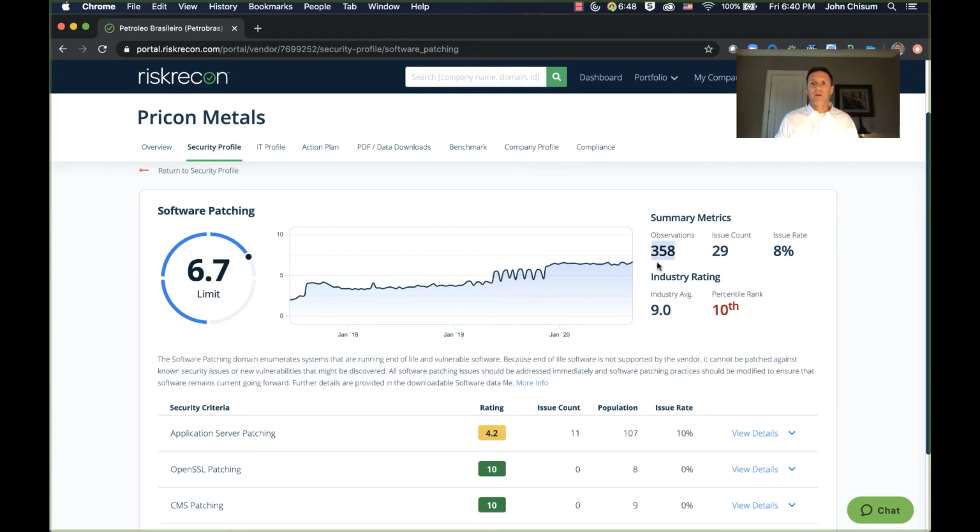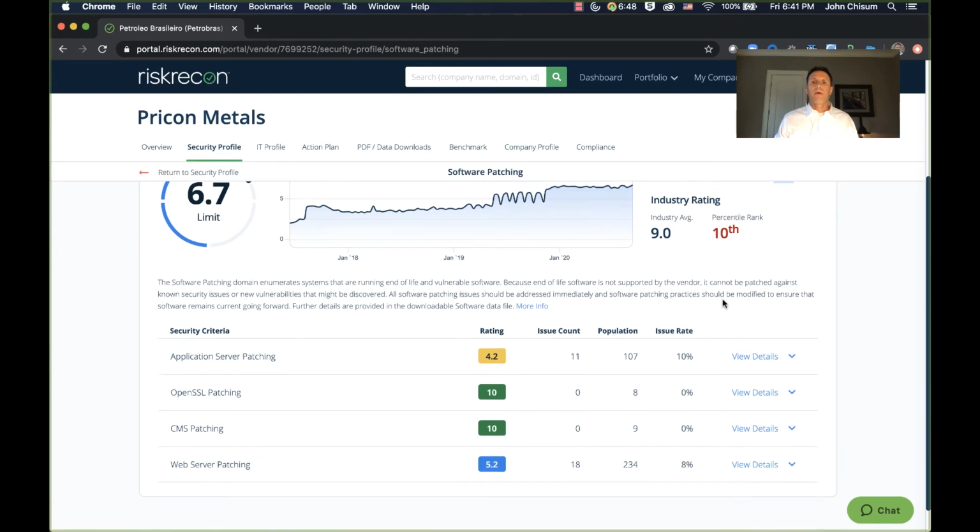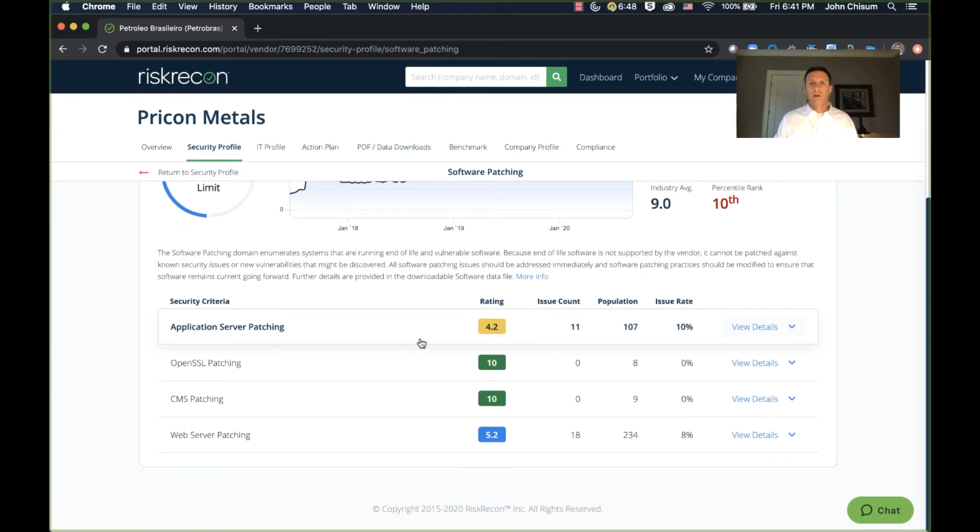In this case, we've made 358 observations, which means across the systems that we've identified, there were 358 instances where we could determine the type and version of software that was running on that system. 29 of those we've identified as running end-of-life or unsupported software. So overall, this organization has an 8% issue rate when we look at software patching. This is further broken down into security criteria within the software patching domain. The security criteria for software patching are application server, OpenSSL, CMS, and web server patching. As you can see, each has its own issue count, population, and associated issue rate.